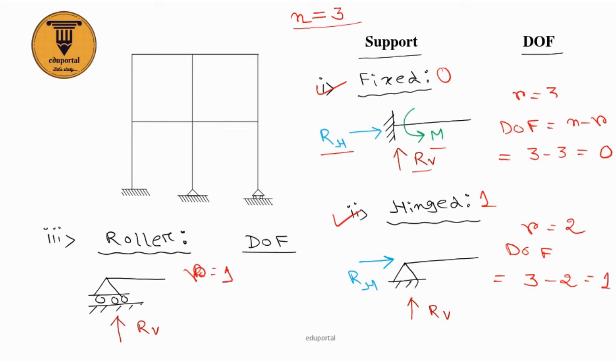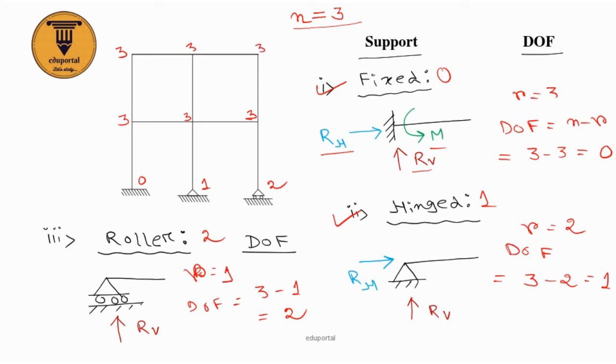So degree of freedom is equal to 3 minus 1 equal to 2. Okay, so roller support it is 2. So here degrees of freedom equal to 0, here 1, here 2. In other joints it will have 3 independent displacement components: one is vertical, one is horizontal, and one is rotational.